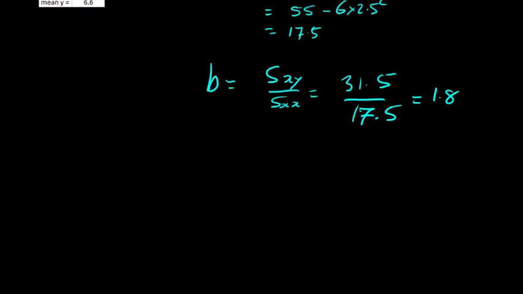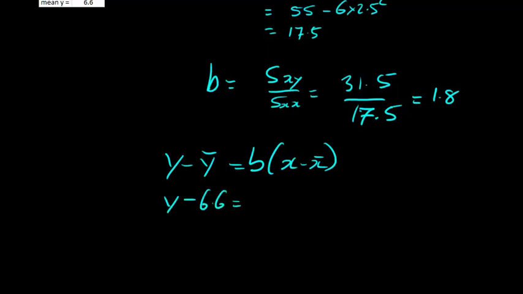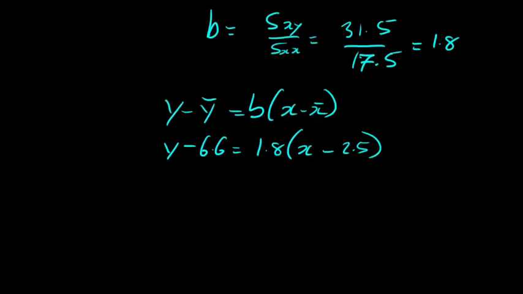So we now shove all of that into our little equation. So y minus y bar is b times x minus x bar, and so y minus 6.6 is 1.8 times x minus 2.5. Rearrange it in the form y equals mx plus c, so that's y is 1.8x plus 2.1. Now generally speaking, as I've said before, we tend to write it as 2.1 plus 1.8x.